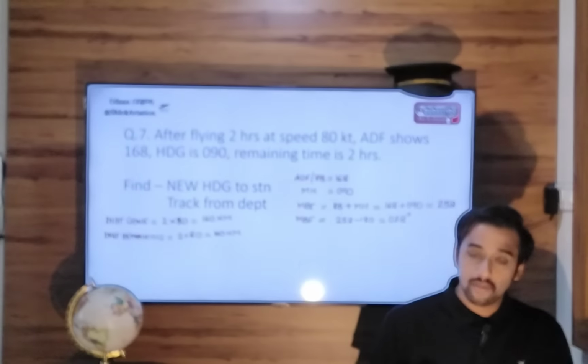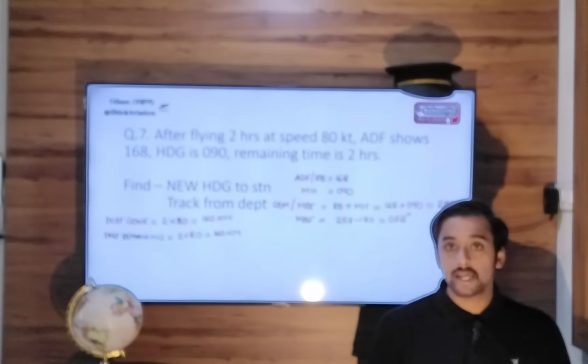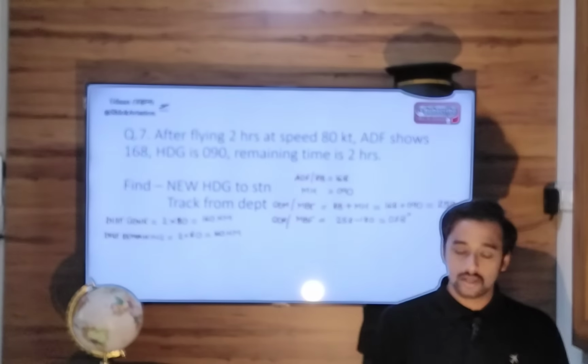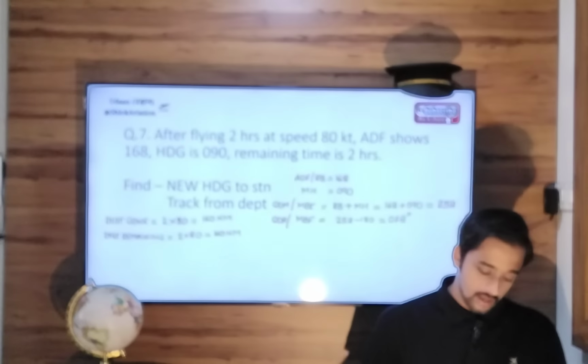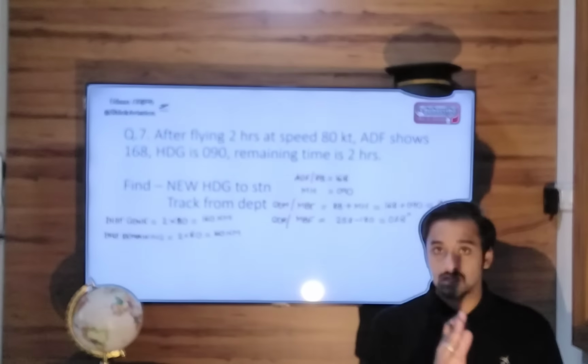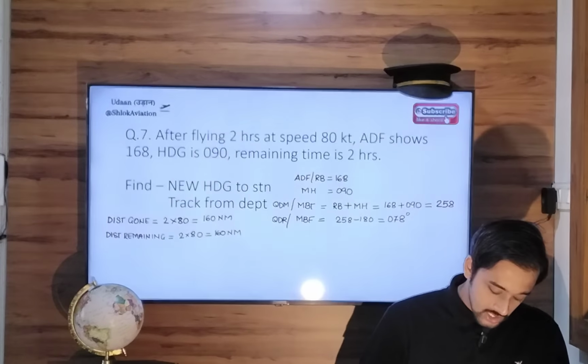Now what is magnetic bearing to the station? It is nothing but your QDM. What is magnetic bearing from the station? It is QDR, right? So QDM, QDR. So now we have flown from one particular station for 160 miles and then we are proceeding to the next station. So let's draw that.